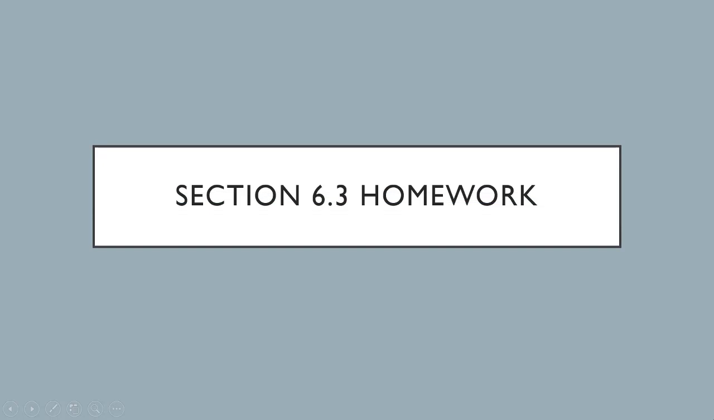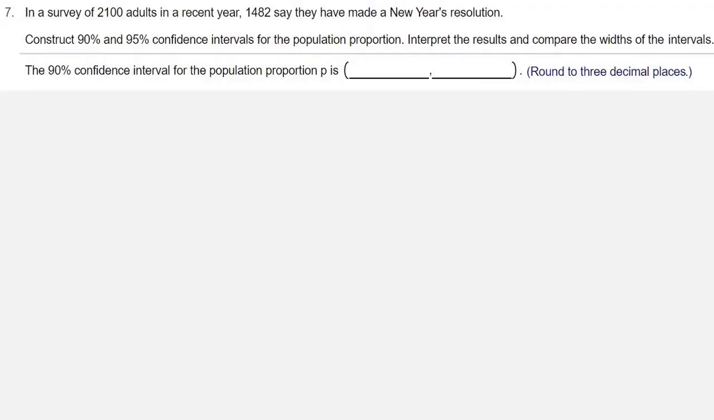We're looking at homework from section 6.3. This is question number 7. In a survey of 2,100 adults in a recent year, 1,482 say they have made a New Year's resolution. Construct 90% and 95% confidence intervals for the population proportion. Interpret the results and compare the widths of the intervals.